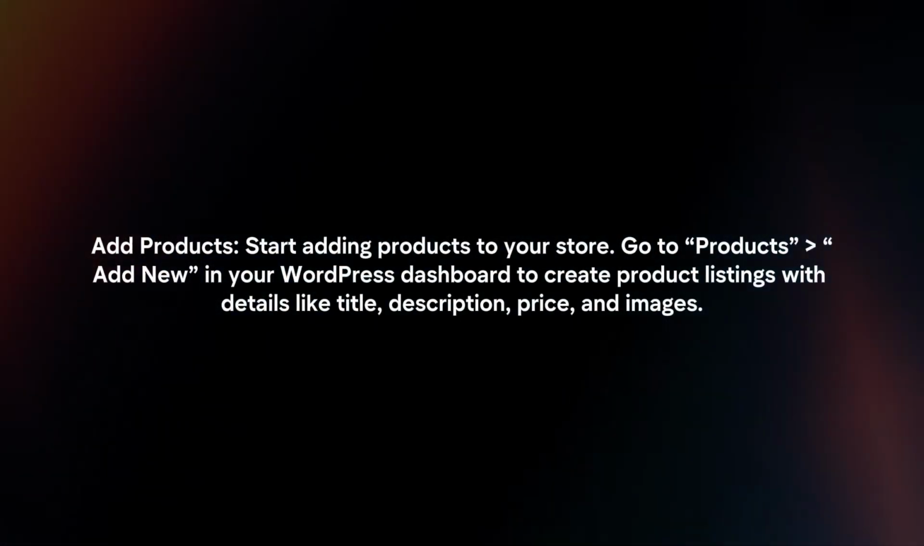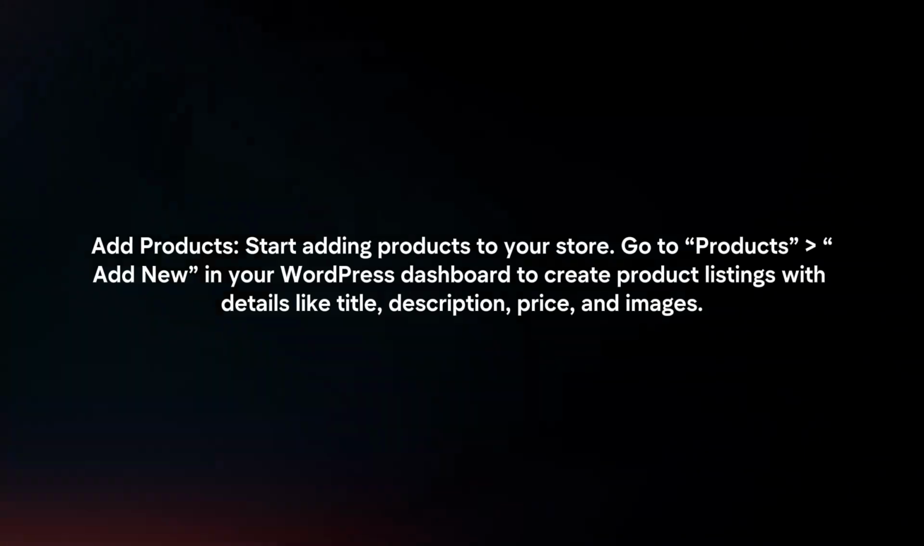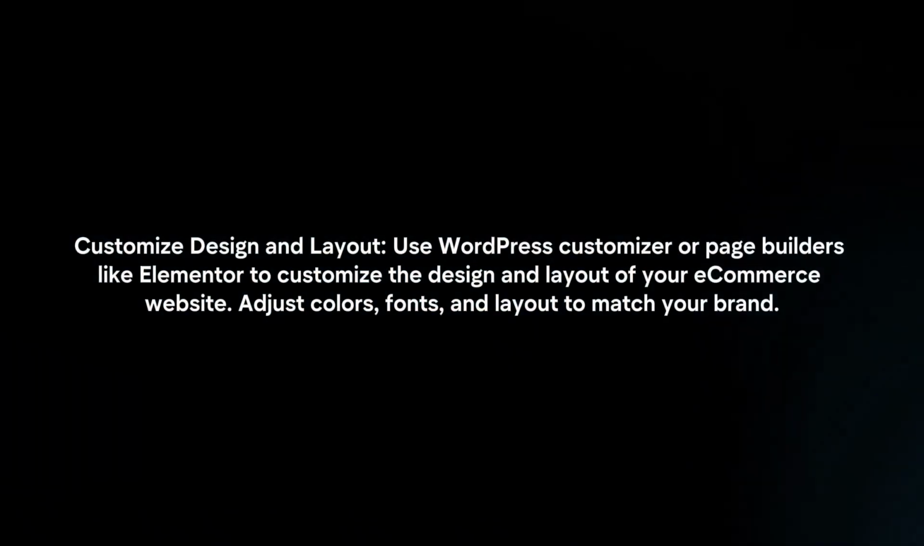Add products. Start adding products to your store. Go to Products, Add New in your WordPress dashboard to create product listings with details like title, description, price and images. Customize design and layout.